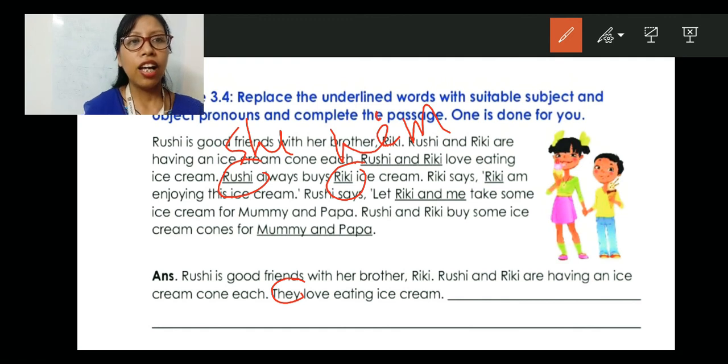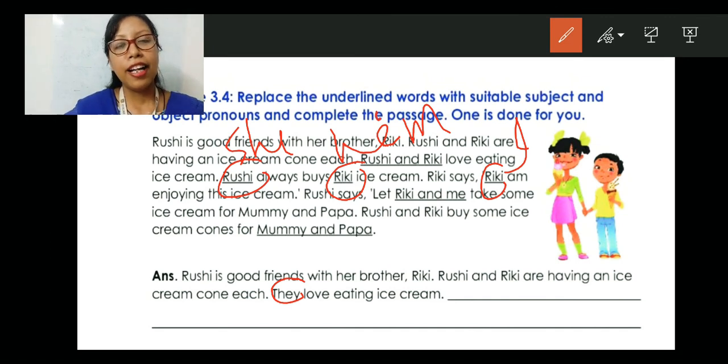Ricky says, Ricky am enjoying this ice cream. Will Ricky say like this? No, Ricky will say, I am. I am enjoying this ice cream. Then Rushi says, let Ricky and me take some ice cream for mommy and papa. That means let us. Because me is there, Ricky and me, right? So here we will be writing us. Let us take some ice cream for mommy and papa.